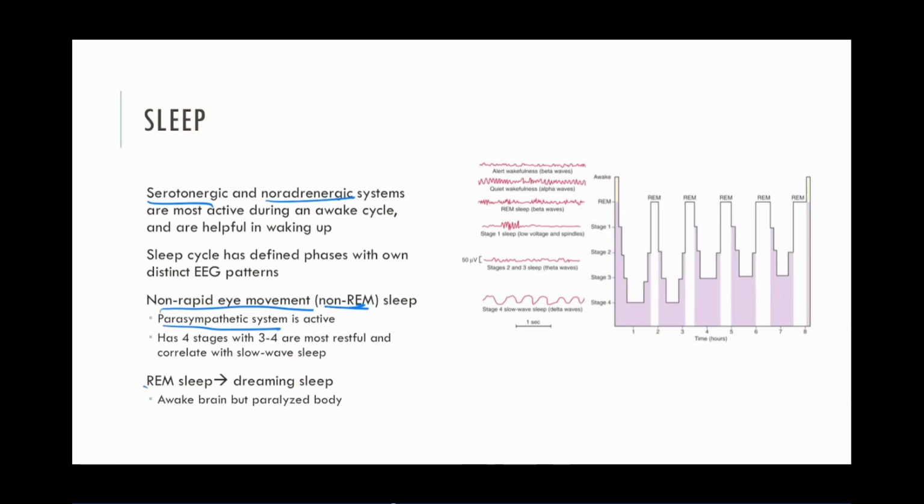REM sleep is dreaming sleep. The brain is awake, but the body is paralyzed. Did you ever hear of sleep paralysis? That's what's going on. Your brain's awake, you're dreaming, you can see things, but your body can't move. You're still in that deep sleep, but you kind of woke up. So that's sleep paralysis.